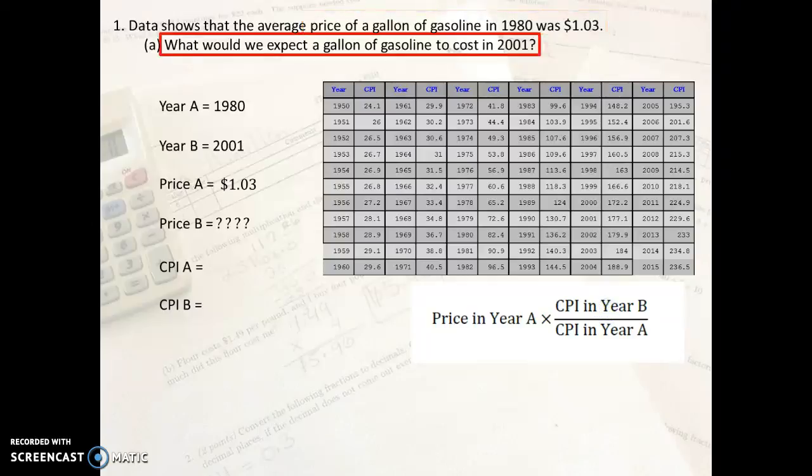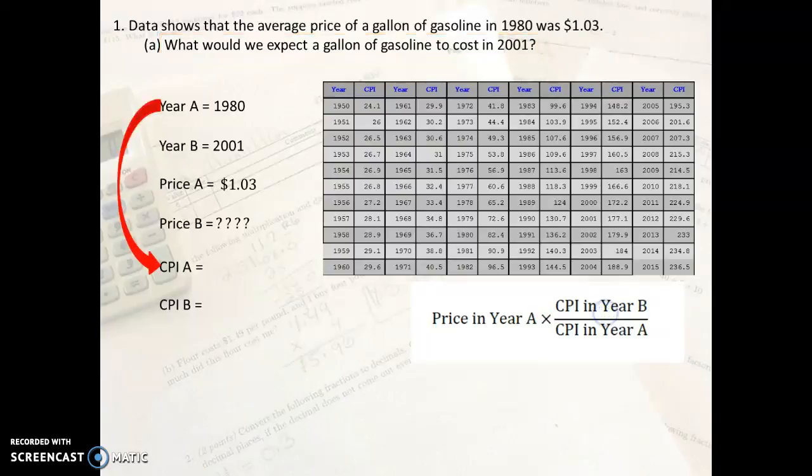So 1980, the $1.03 is the price A, the initial price. But if I'm talking about the gasoline in 2001, I don't know that number. That's why I'm putting a question mark. So that's the number I'm trying to solve. I'm trying to get that one. Year A is 1980, so I'm trying to get the starting year, the year A, the CPI.